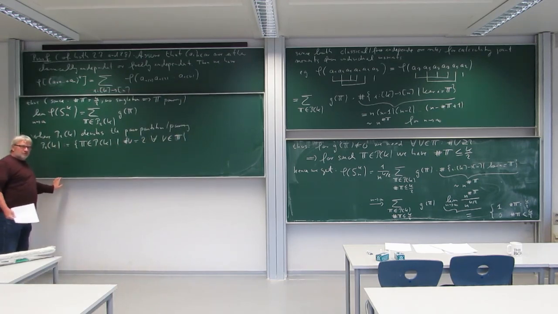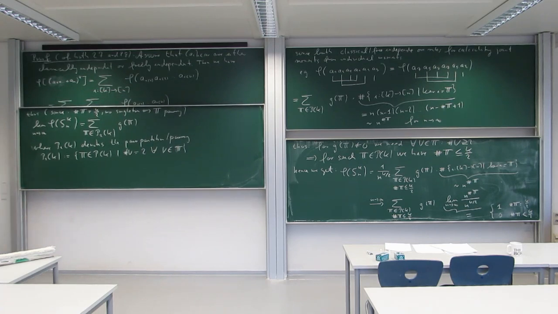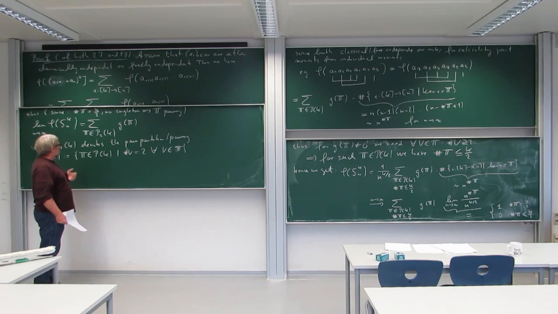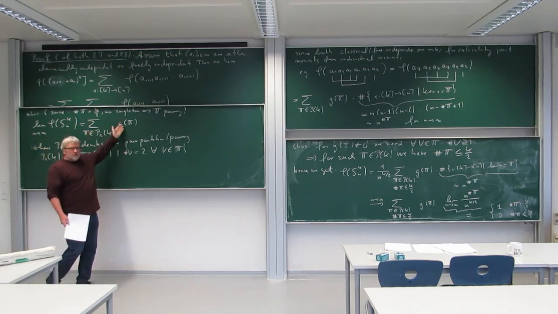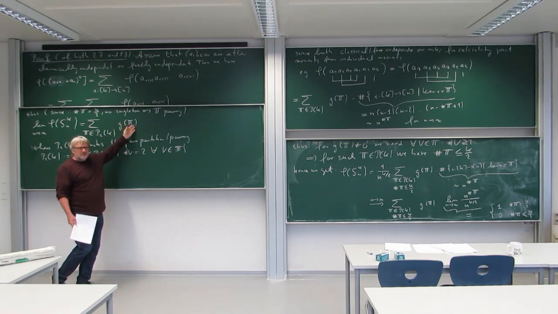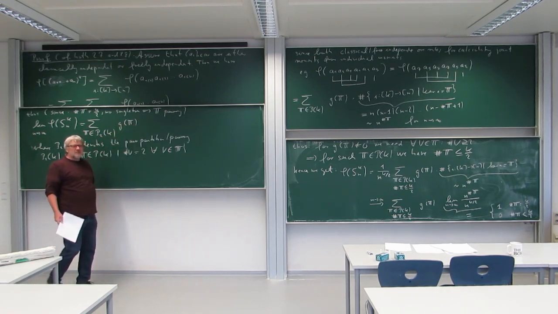So this gives us already quite a bit of information in general. We have quite a nice combinatorial formula, and you see essentially we are summing over pi, but of course we still have this g of pi. That's something which we should see what this is.